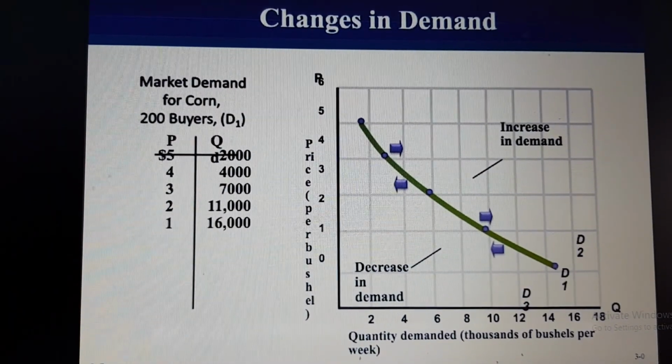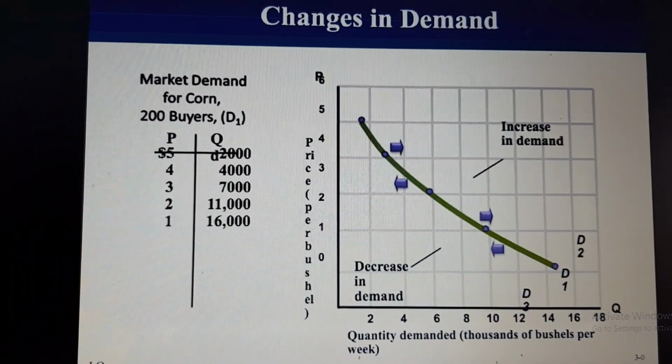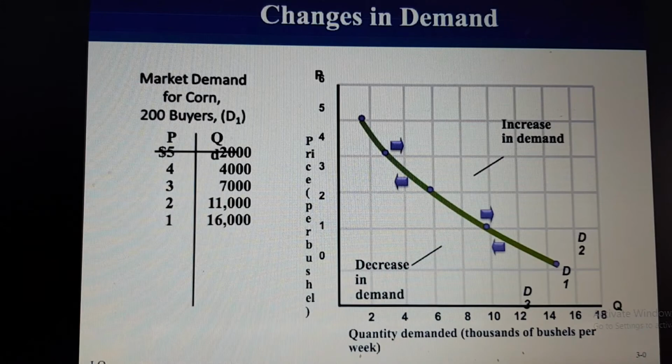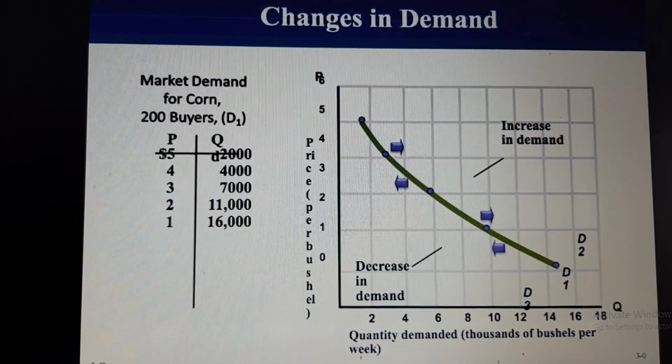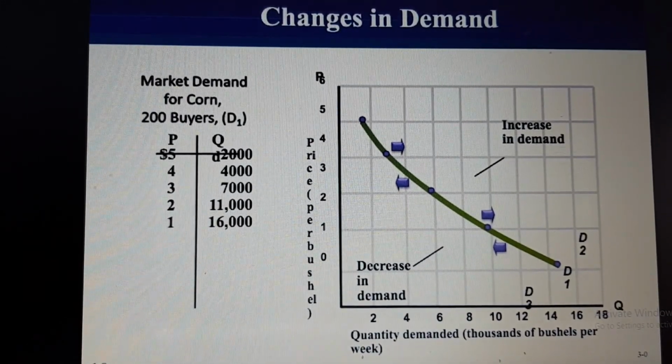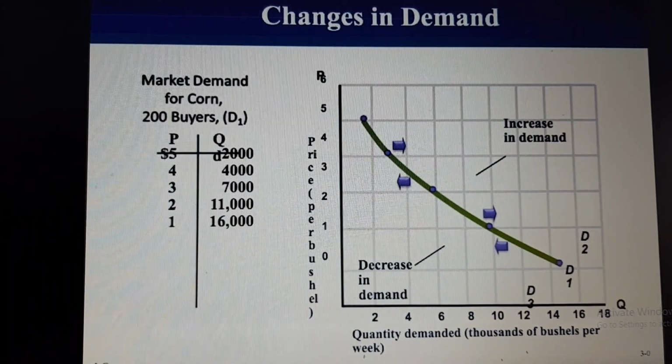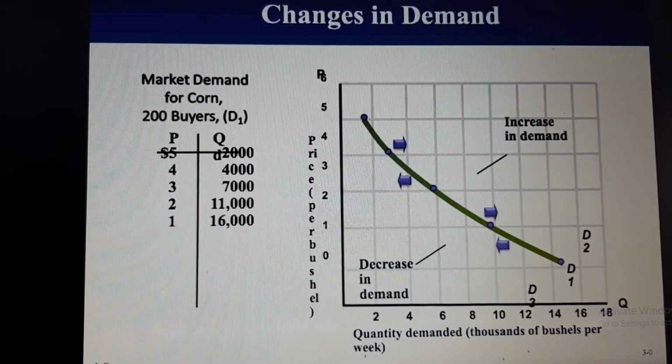So let's say the market demand for corn here is graphed out, and this is for 200 buyers. At $5, the market demands 2,000 bushels of corn. At $4, 4,000, at $3, 7,000, and so on. What I want to graph out here are changes in demand.